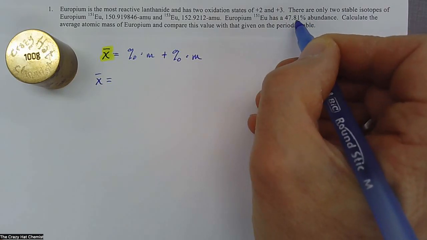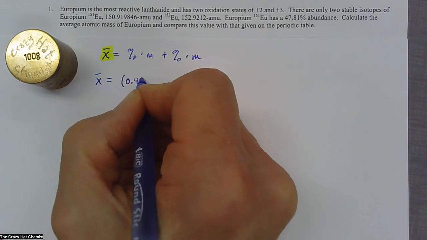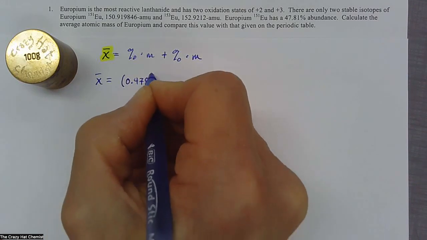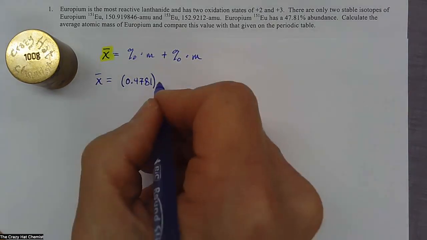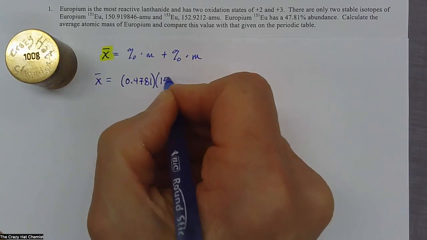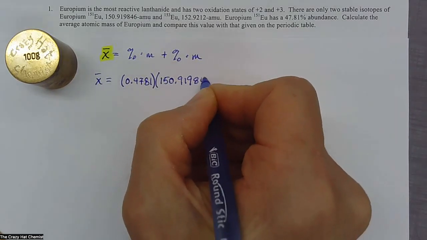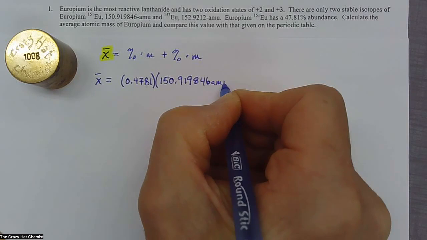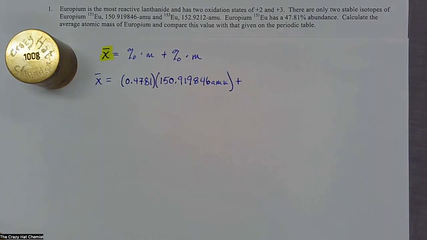So we're going to take this number, divide by 100, and I will get 0.4781. That's the percent in decimal form. And then the mass of that particular isotope. So that's 150.919846 atomic mass units. Plus, now I need to solve for the percent in decimal form of the other isotope.